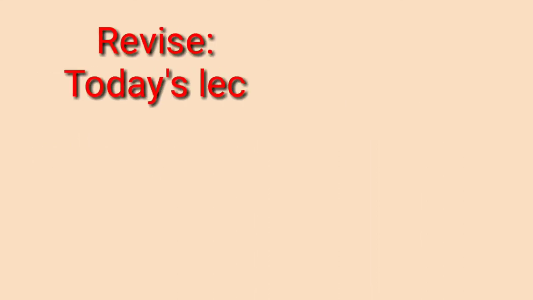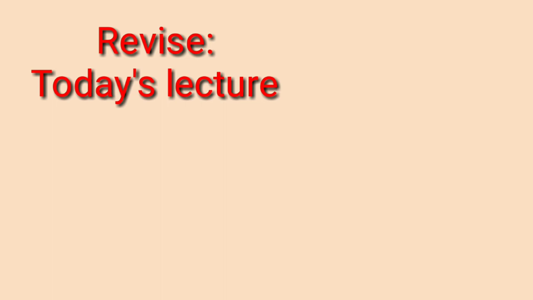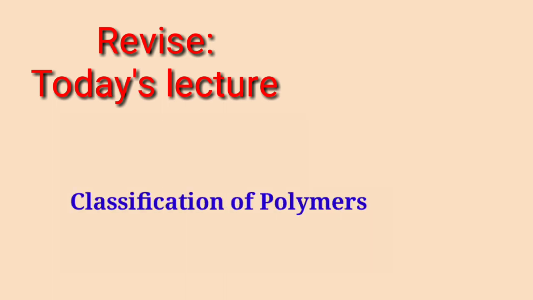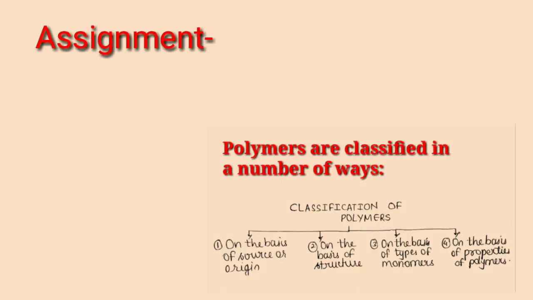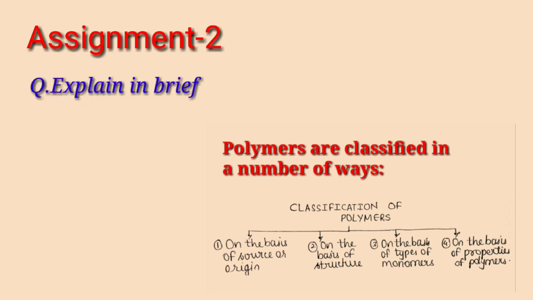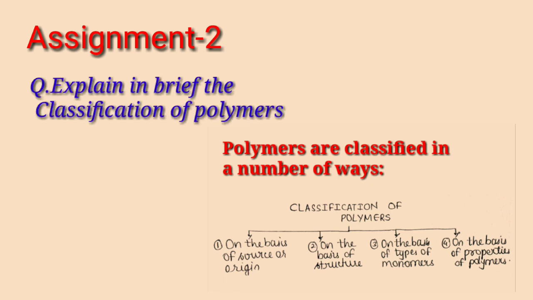So students, in our today's lecture, we have discussed about classification of polymers. In that we have seen polymers are classified in a number of ways. First is on the basis of source or origin. Second, on the basis of structure. Third, on the basis of type of monomers used. And fourth, on the basis of properties of polymers.